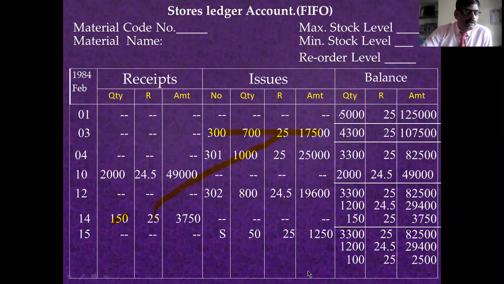Fifteenth date is completed. 16th date 1800 is the issue. So 1800 is to be issued: 100 first, then 1200 second, 1300 completed. Then remaining 500 you have to take from the first lot. Remember this. On 16th, 1800 you have to issue. 100 plus 1200, 1300. Remaining 500 you take from the first lot. Okay.